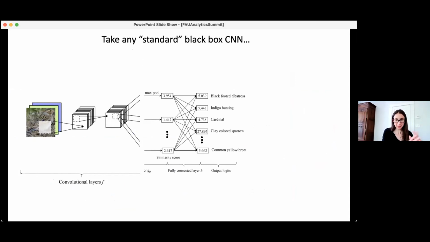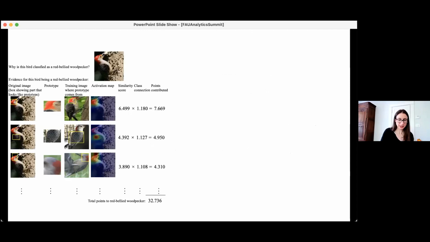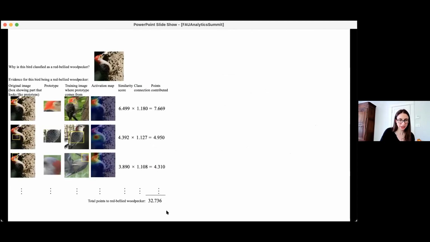So I'm just drawing a picture. This is a standard picture of a deep convolutional neural network. And then toward the end of the computation, we add this prototype layer that tells the network to make these comparisons. I'm going to zoom in on this computation to show you what's actually going on. Here the network is telling us why this bird is classified as a red-bellied woodpecker.